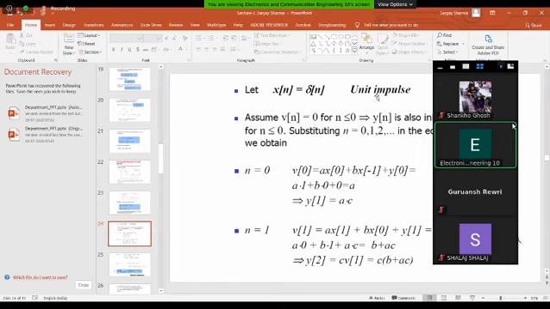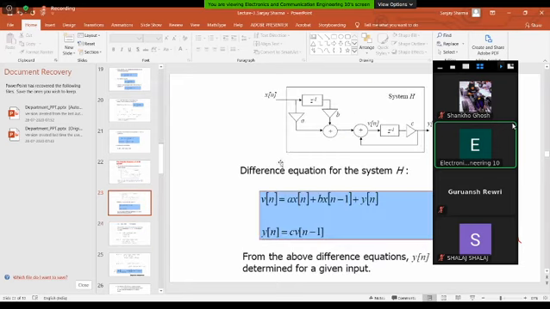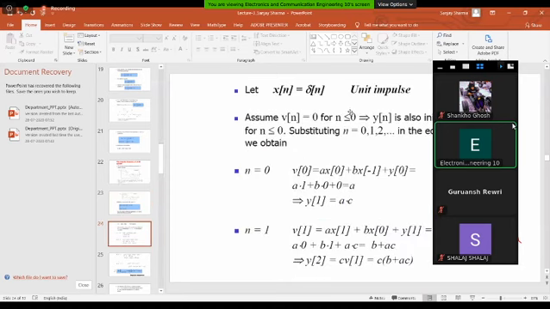Now, let's try to calculate the unit impulse response of this system. What do you mean by unit impulse response? To this system, if you apply an input which is a delta function, that means a unit impulse function, all the values of the output that we will get will be called the impulse response of the system. Now we assume that v[n] is equal to 0 for n less than or equal to 0. That means we are assuming all the initial conditions as 0, and we will start from n equal to 0, 1, 2, and so on.